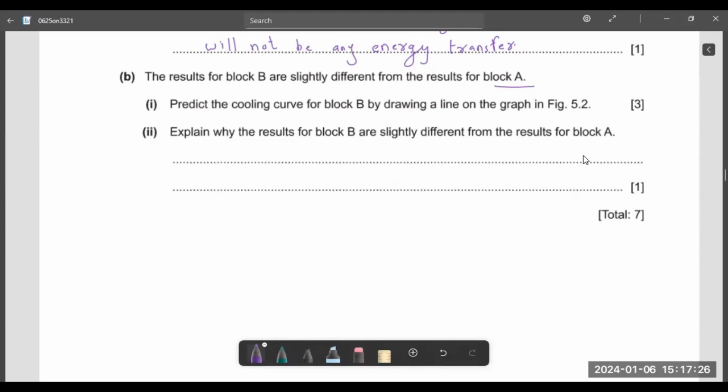Explain why the results for block B are slightly different from the results for block A. Here, block A is black in color, and black is a better emitter than a shiny white surface. Due to their efficient absorption, they also emit radiation effectively across the electromagnetic spectrum.